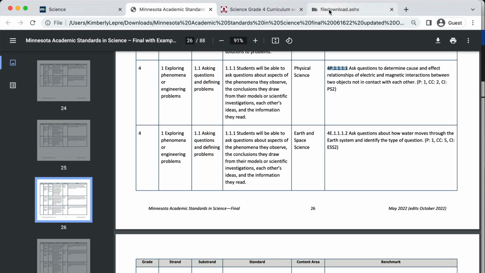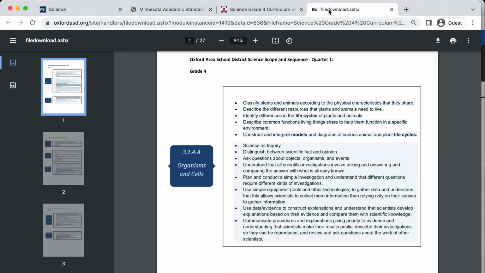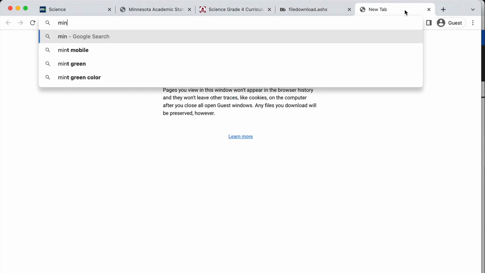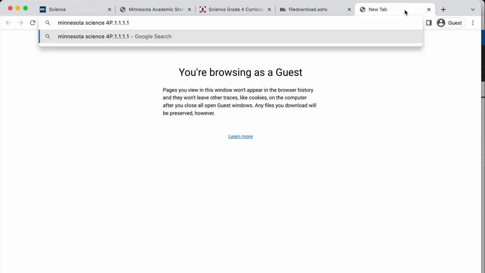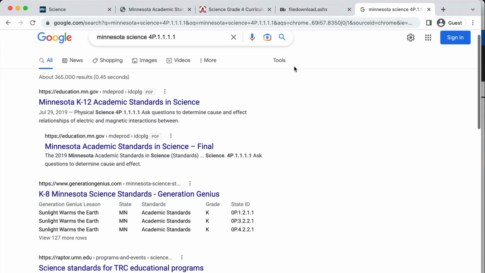And I assure you, you're going to see a lot of free resources on the internet that you can look at and see if they're going to work for you. Now, let's pretend like I found 4P.1.1.1.1. I'm going to look up Minnesota Science 4P.1.1.1.1, and I'm going to see what I come up with. There's quite a bit here.